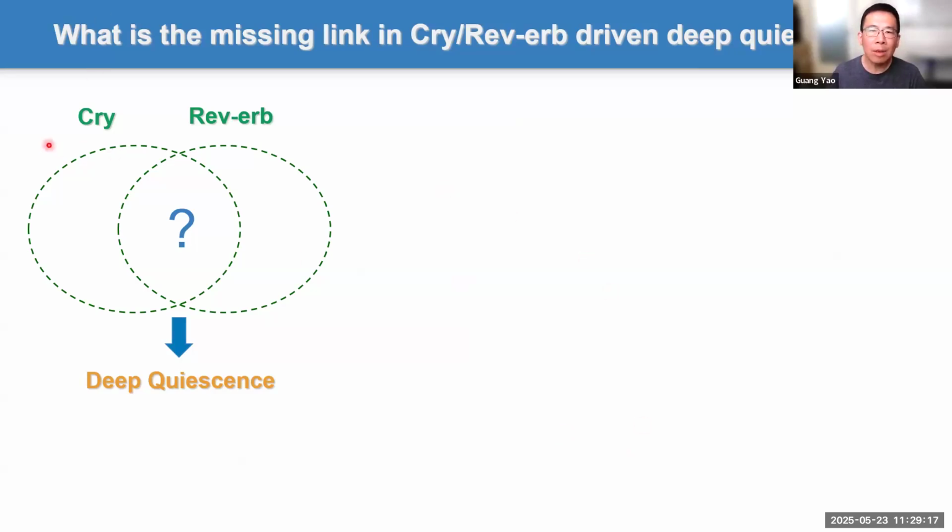So we know the input is Cry and RIV-ERB are activated. We know the output cells are deeper into quiescence. We don't know what happens in the middle. Although we started with some hypothetical links, we think that should give cells shallower quiescence, but now cells go deeper. How can we find the potential target of Cry and RIV-ERB, which is missing in our understanding of the circadian regulation of quiescence depths?